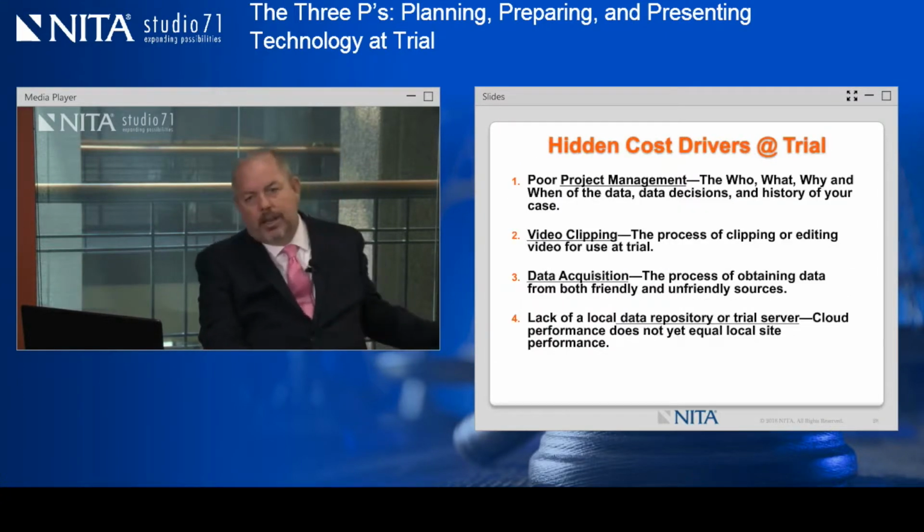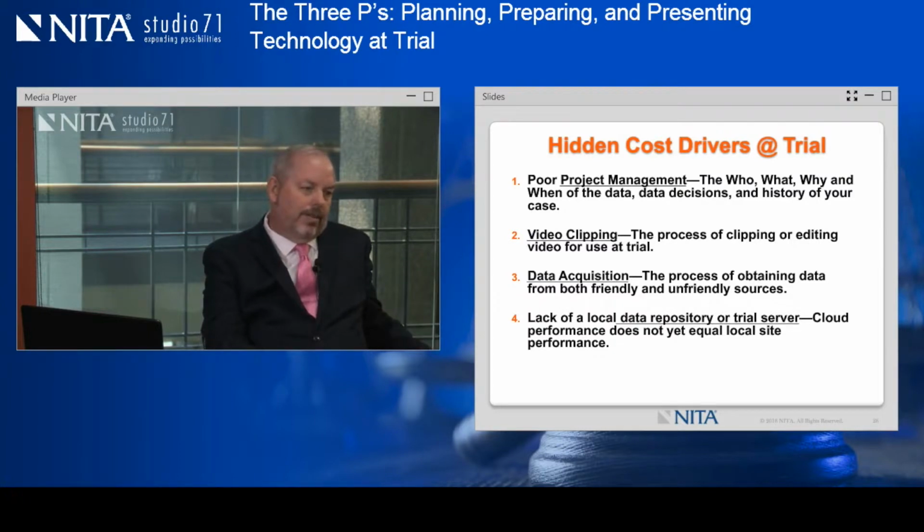Next, we're going to talk about hidden cost drivers at trial. So poor project management, the who, what, why, and when of the data decisions and history of your case. If you don't know what data you have or the history, for example, production info or how an exhibit was used in a prior trial, time spent in quality project management will save you when you're trying to find the detail, status, and what your data map is.